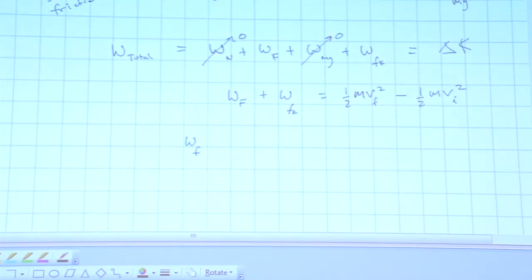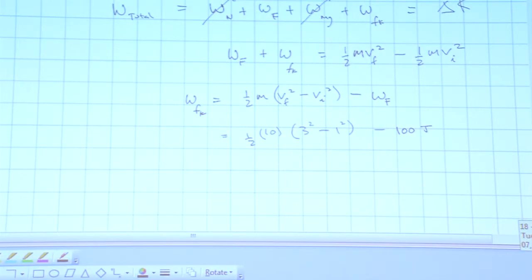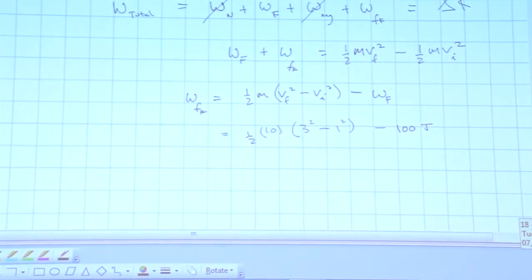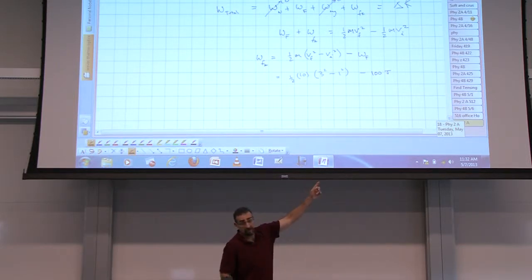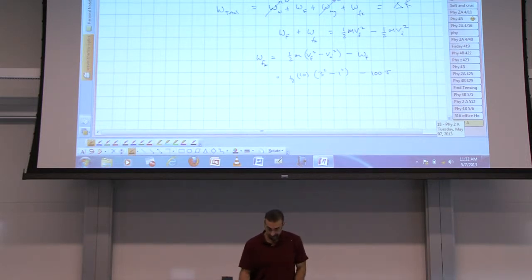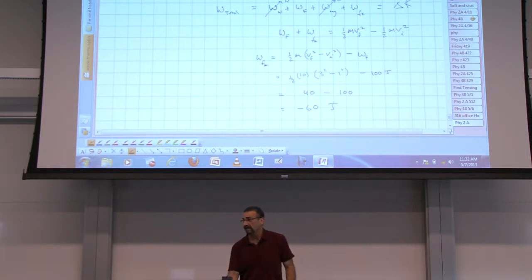So the work done by friction, and what do we get? Is that right? 1/2 m (v final squared minus v initial squared). Final was 3 meters per second, initial was 1. And the work done by the force was 100 joules, right? So this is 8 times 5 is 40, is that right? Did I get it right?